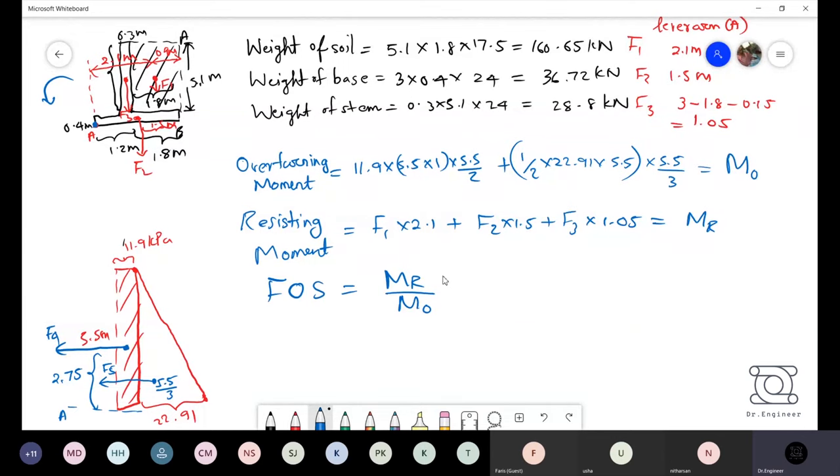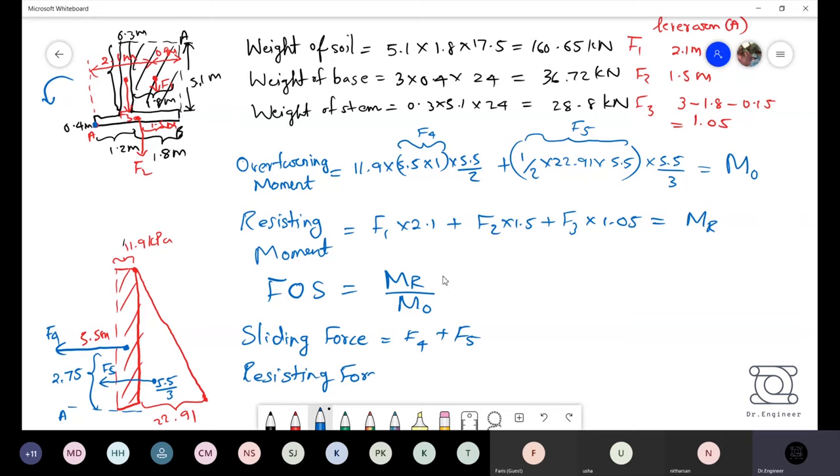So the next, factor of safety against sliding, right? So the factor of safety against sliding means you have to find the sliding force, right? If it is going to slide, the reason for sliding is this F4 and F5. So F4 plus F5 is the sliding force. The resisting force is the friction, right? They have said our delta, the frictional angle, is given to us in the question as 30, right?